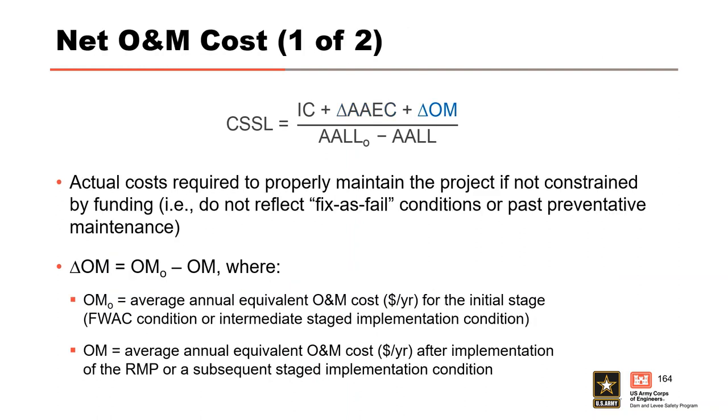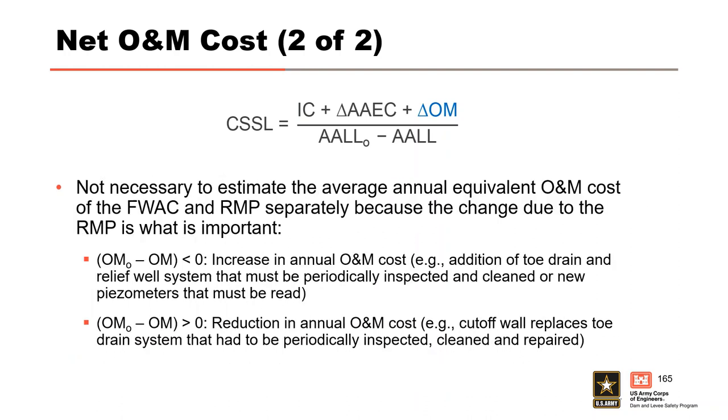The final term in the numerator is the change in operation and maintenance cost. These are the actual costs required to properly maintain the project, if not constrained by funding. For the change in the O&M cost, it is not necessary to estimate the average annual equivalent O&M cost of the FWAC and RMP separately, because the change due to the RMP is what is important. There are a couple examples listed here.